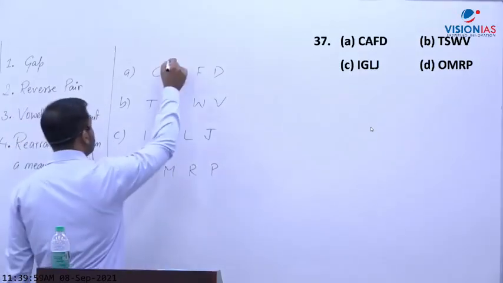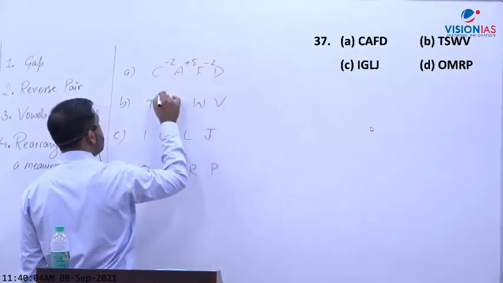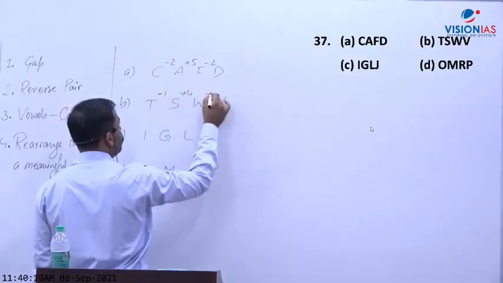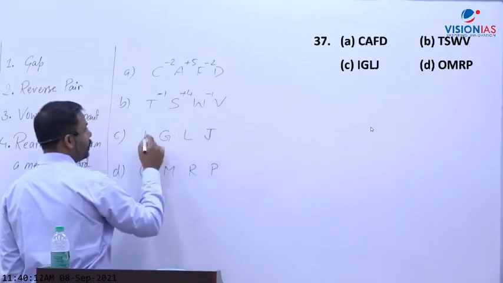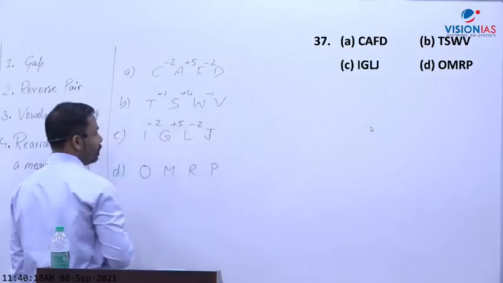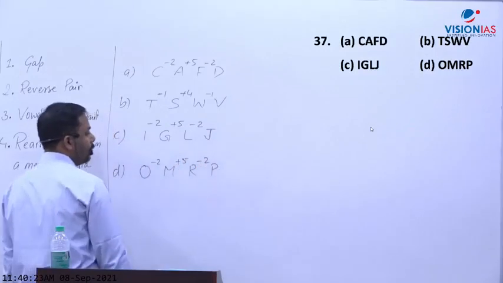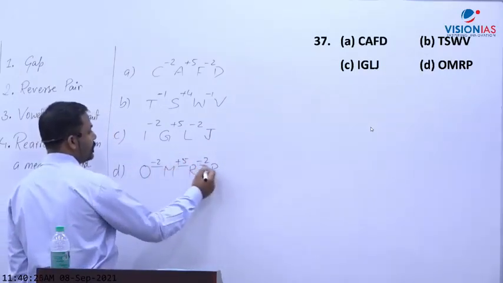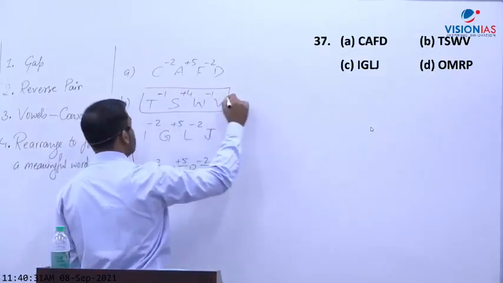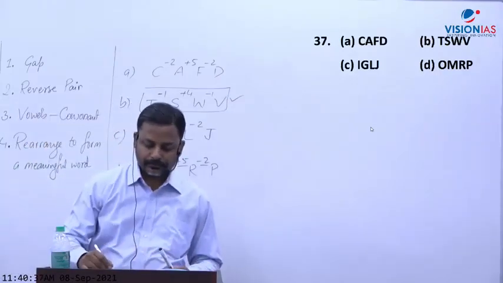Yes. C minus 2 is A, plus 5 is F, F minus 2 is D. T minus 1 is S, S plus 4 is W, W minus 1 is V. Here I minus 2 is G, G plus 5 is L, L minus 2 is J. O minus 2 is M, M plus 5 is R, R minus 2 is P. So in the rest of the cases, the difference is minus 2, plus 5, minus 2, but here it is minus 1, plus 4 and minus 1. So the correct answer is option B.